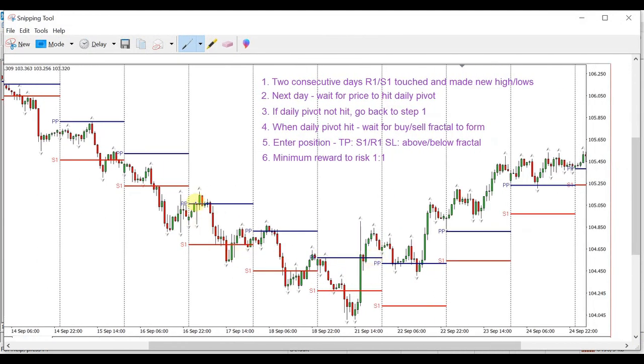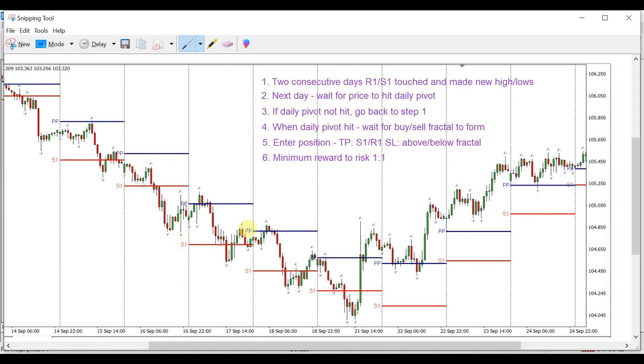Let's go over here. Perfect. So step one is we need to look for 2 consecutive days where R1 and S1 have been touched, and R1 and S1 have made new highs or lows. So if we are going for a downtrend, we are looking for S1 to be hit for 2 consecutive days, and for the S1 line that is printed to be lower. And if it's an R1 perspective, then we need the R1 to be hit for 2 consecutive days, and on that second day, the R1 line needs to be higher than the first one.